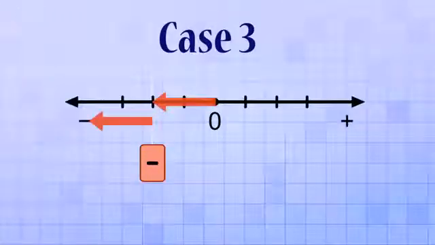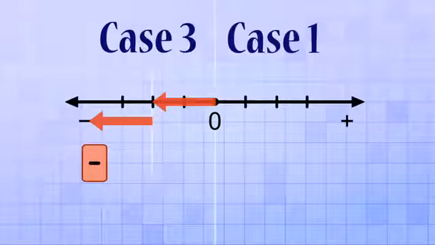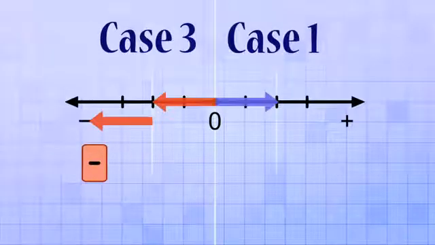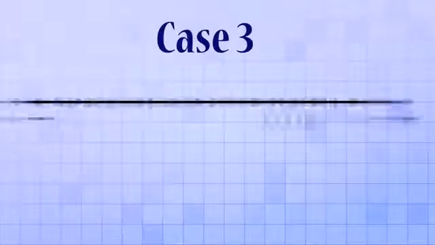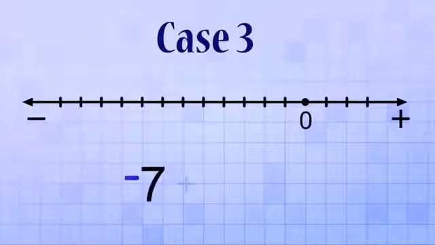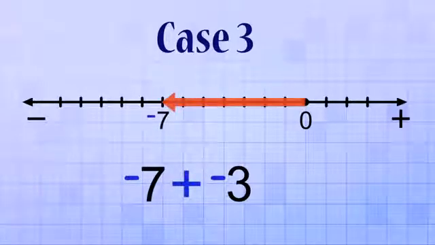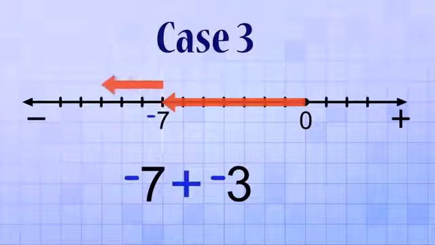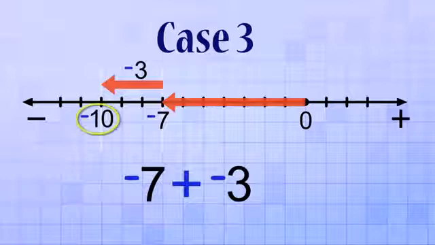In case 3, you start with a negative number and you make it more negative. That's really just the opposite of case 1, where we started on the positive side of the number line and made it more positive. For example, let's say that you're given the problem -7 plus -3. That means that you start with -7, and then you make it even more negative by adding -3, which gives you -10 as the answer.